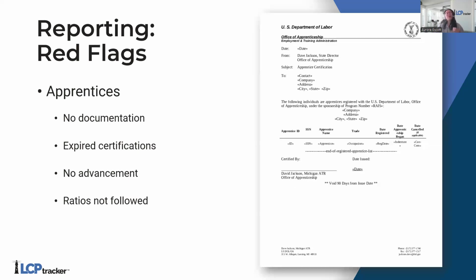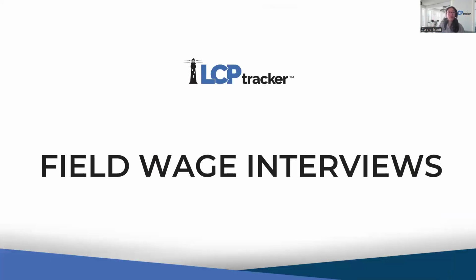Okay, some more red flags in regards to apprentices. If there's no apprentice documentation, if their certifications are expired, if they're not advancing, if they've been on the project for 2 years now and they're still an apprentice level 2, what's going on there? And if ratios are not being followed, the apprentice to journey worker ratio.